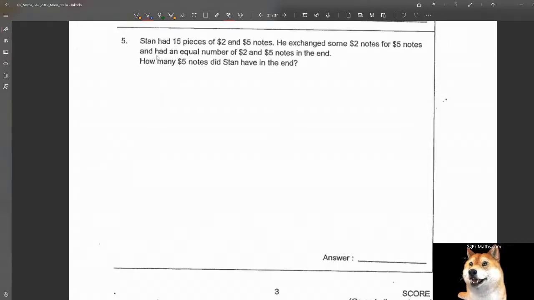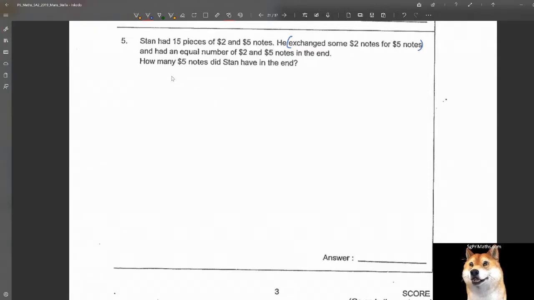Question 5. Stan had 15 pieces of $2 and $5 notes. He exchanged some $2 notes for $5 notes and had an equal number of $2 and $5 notes in the end. How many $5 notes did Stan have in the end? So when the question says that he exchanged some $2 and $5 notes, it's an equal value of the notes that's been exchanged.